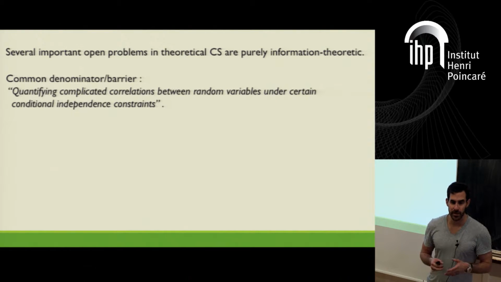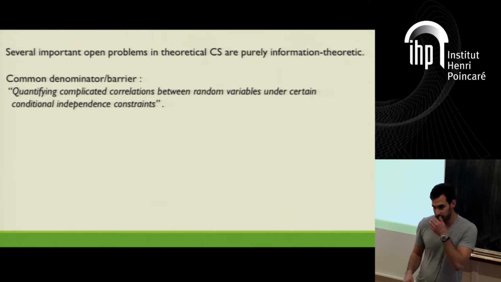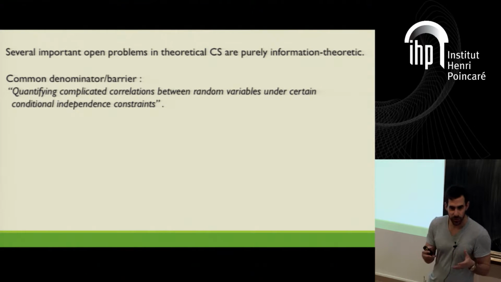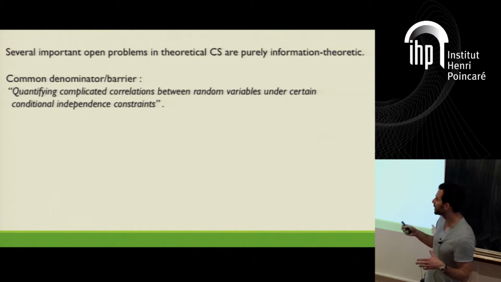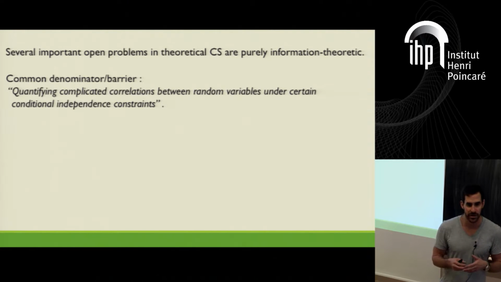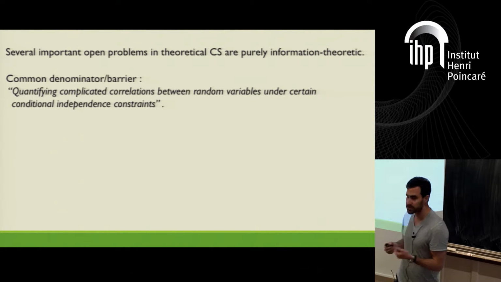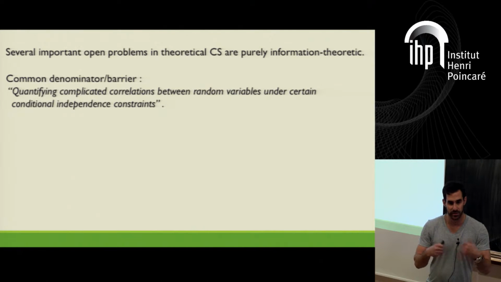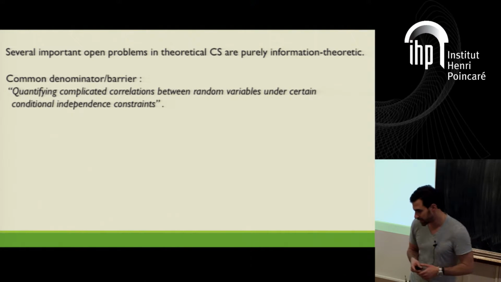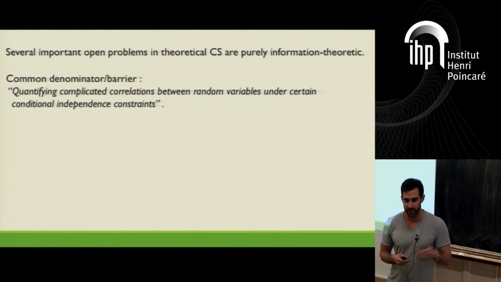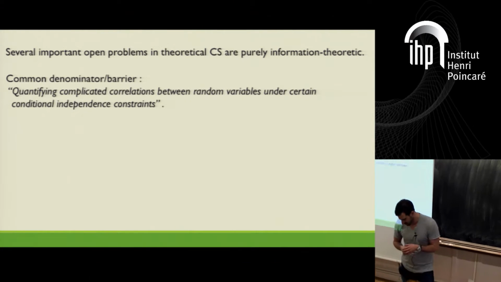And the common denominator of the three problems I'll discuss, it's hard to state this precisely, but in some sense, you'll see that all of these problems share the common denominator that we have a very poor understanding of how to quantify complicated correlations between random variables, which simultaneously need to satisfy certain marginal or conditional independence constraints, but somehow they can create very weird correlations as a joint distribution. It will probably be reminiscent of Andre's talk from Tuesday.